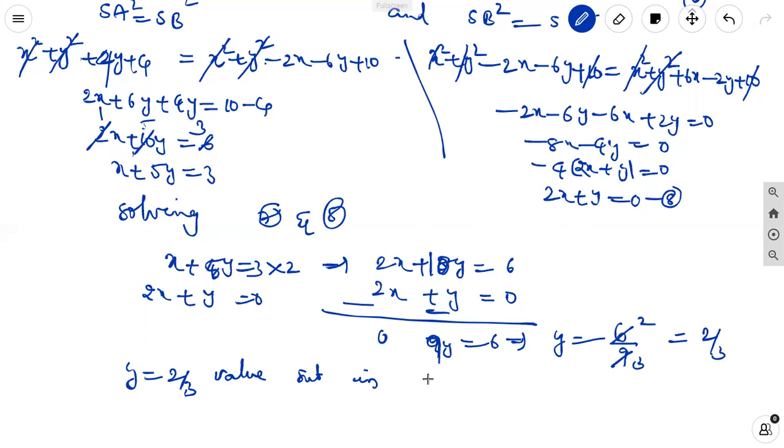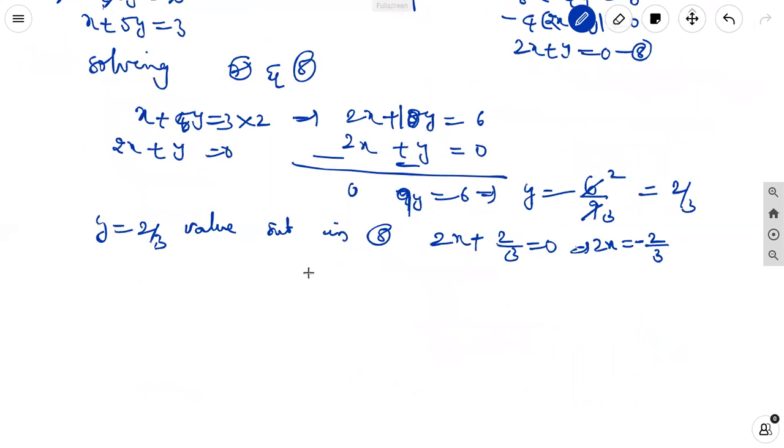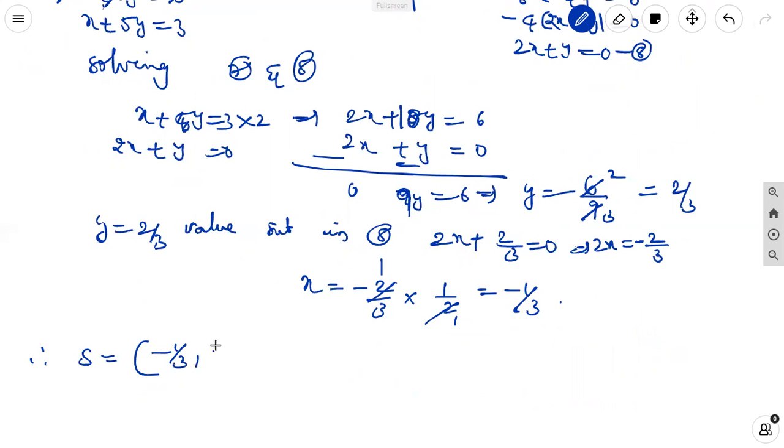Substitute in the 8th equation. So 2x plus 2 by 3 equal to 0. So 2x equal to minus 2 by 3. X equal to minus 2 by 3 into 1 by 2. 2, 2 get cancelled. Minus 1 by 3. Therefore, S equal to minus 1 by 3 comma 2 by 3 is the circumcenter of the triangle.